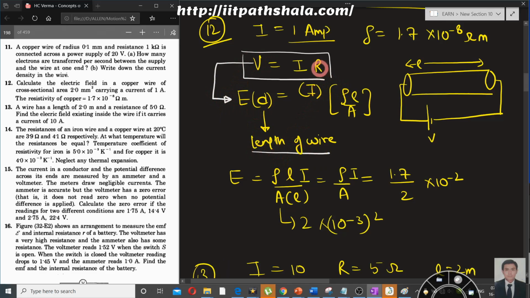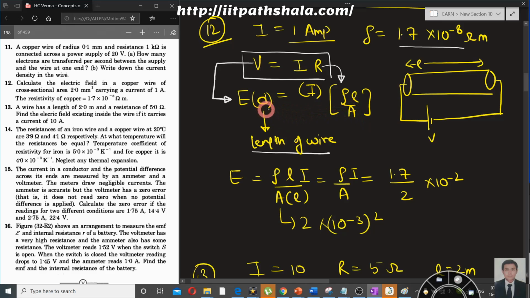Now because they haven't given you the value of R, you'll be using the old school method of finding R from the resistivity, which is 1.7 into 10 to the power minus 8 in this case. So we'll be switching to the old school formula rho L by A, where L is the length of the wire and A is the area of cross section. They have given you the area of cross section.